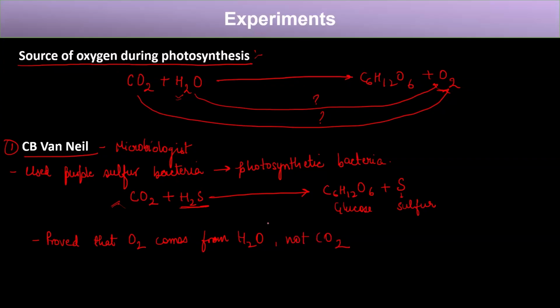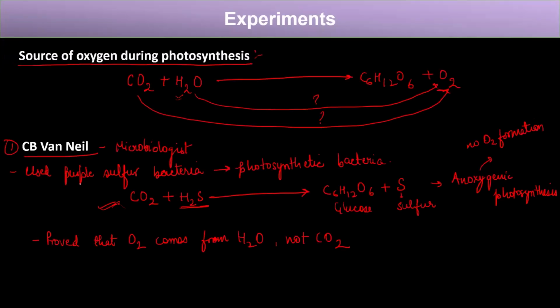But in this case, also the photosynthesis is happening, right? But the photosynthesis that is done by purple sulfur bacteria is called anoxygenic photosynthesis. Why? Because in this case, no oxygen formation is taking place. So from this experiment, C.V. Van Niel proved that the oxygen is coming from the water molecule, not from the carbon dioxide molecule. Okay, so this is the one experiment.